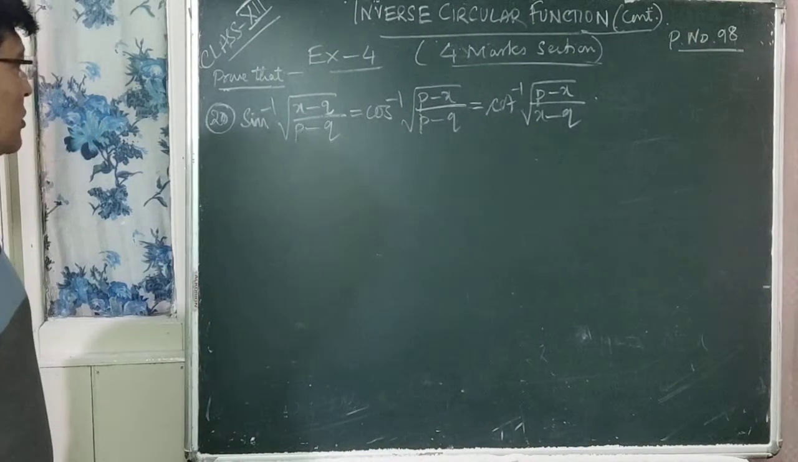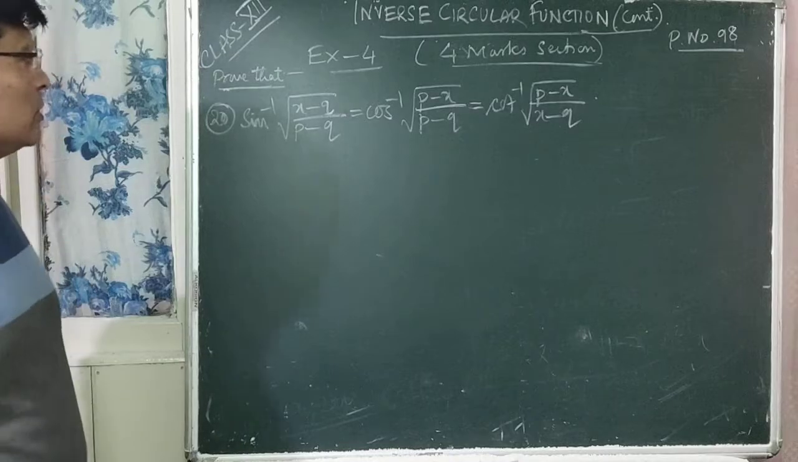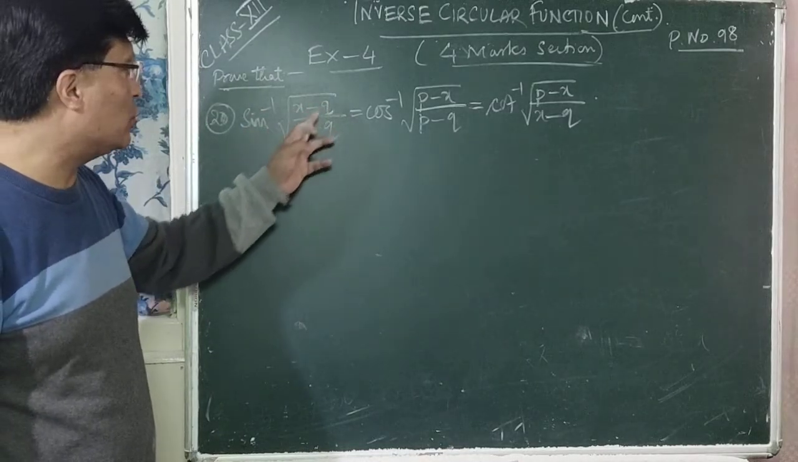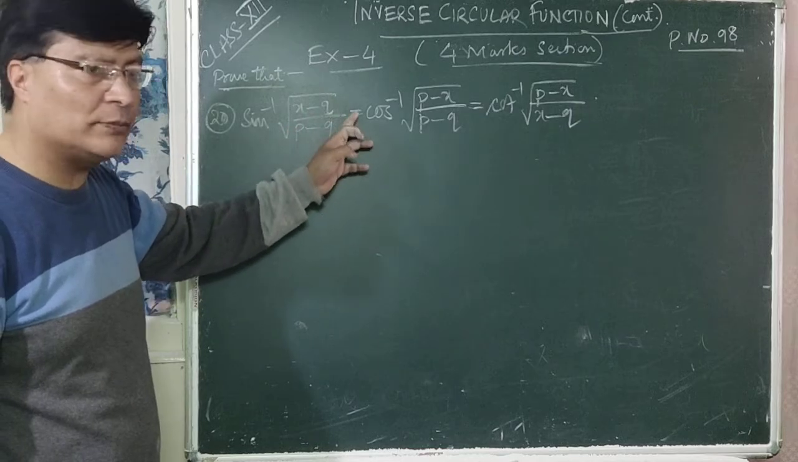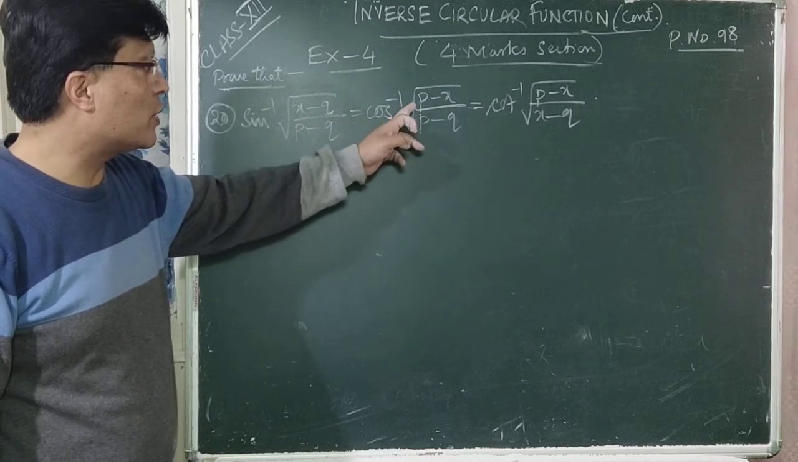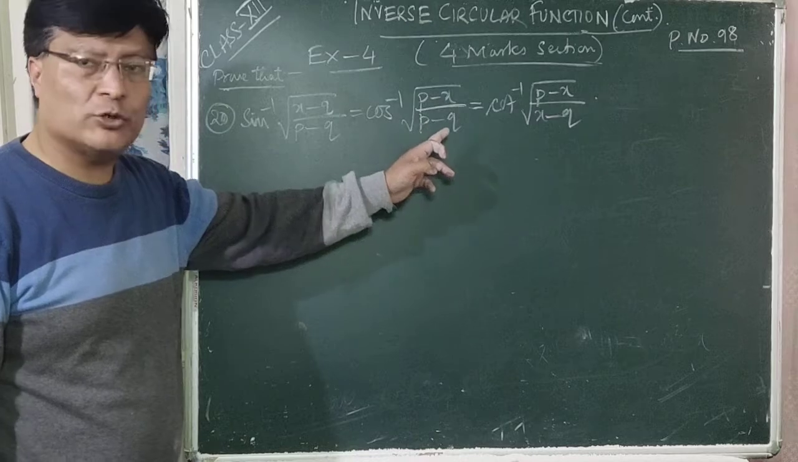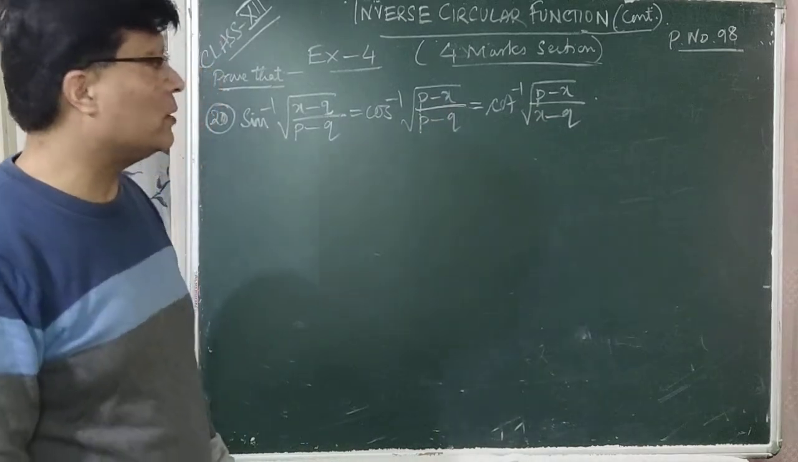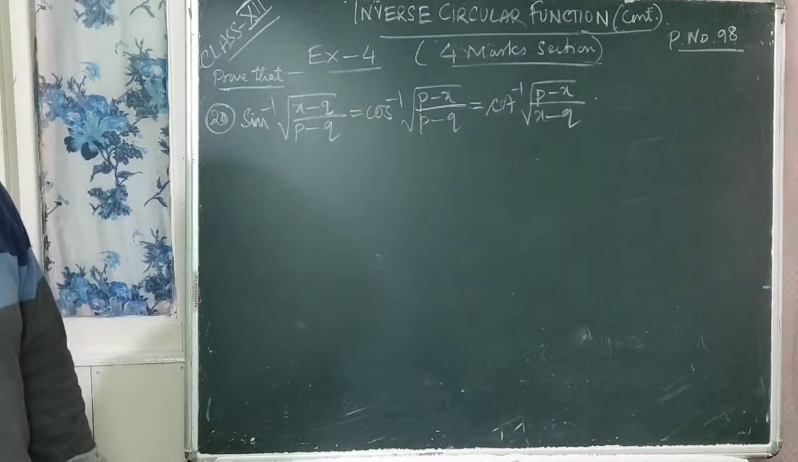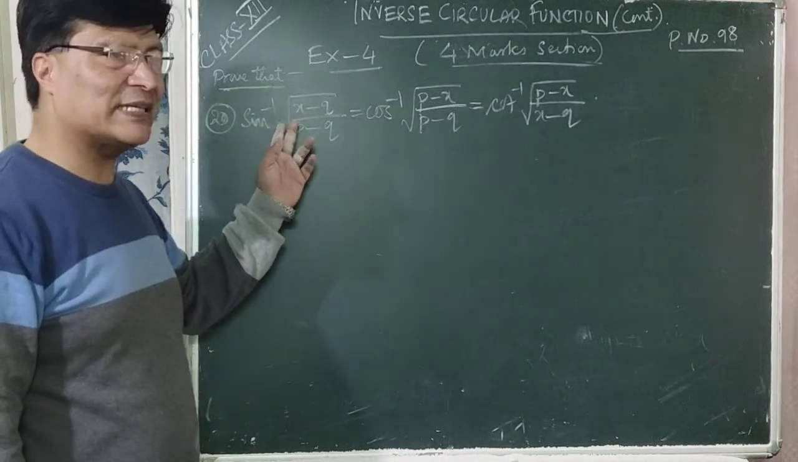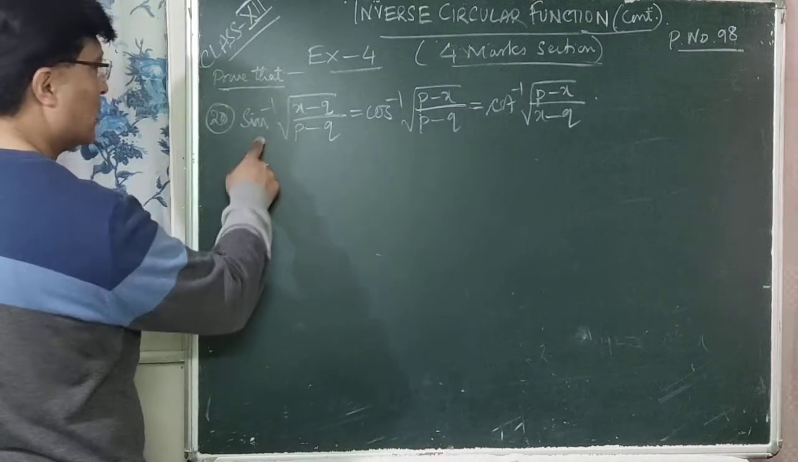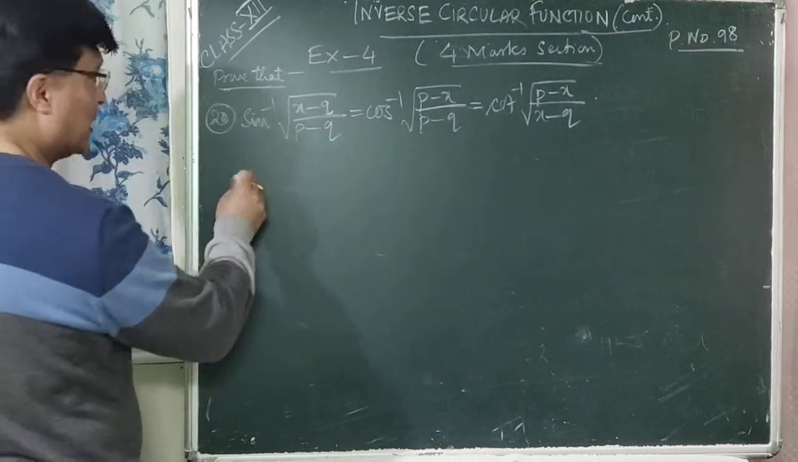So now we'll do question number 20. Here also prove that sin inverse within square root x minus q upon p minus q is equal to cos inverse within square root p minus x upon p minus q is equal to cot inverse within square root p minus x upon x minus q. So let us first prove this first is equal to second, right?